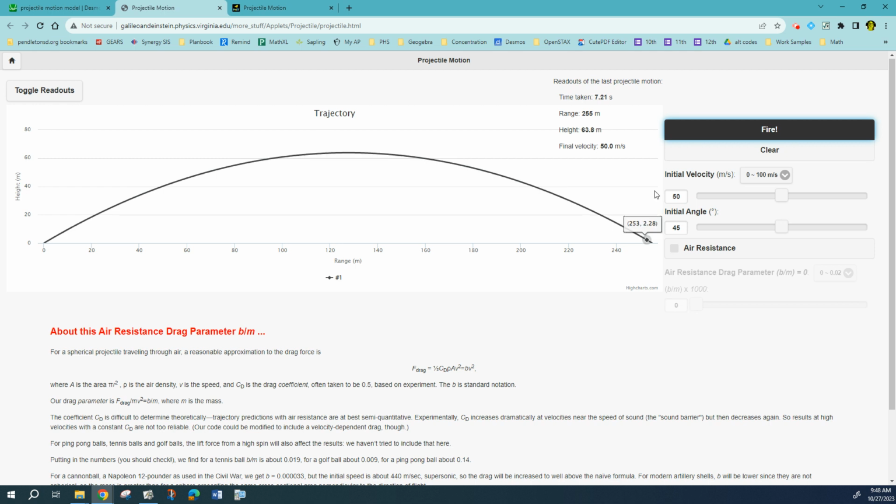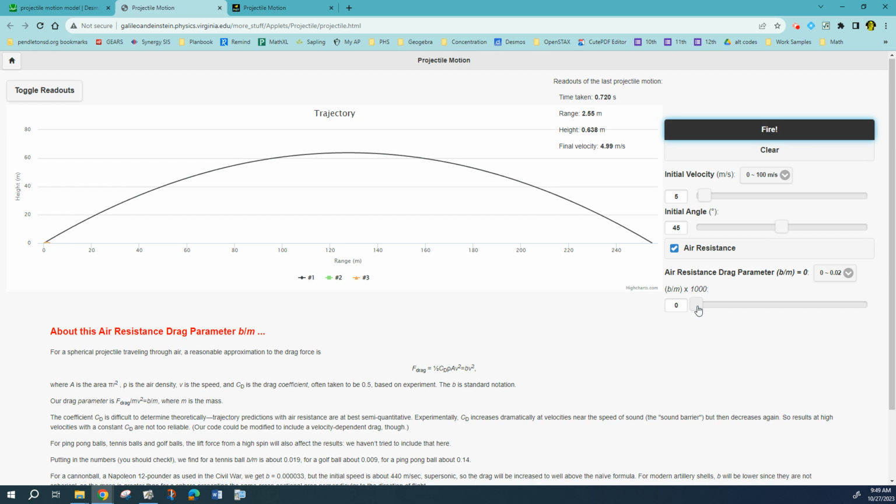Like, what if we set the initial velocity? We'll just leave the angle at 45. How about if I set the initial velocity at like 5 meters per second? Let's see what happens if we compare the range with air resistance to the range without air resistance. Okay, so with no air resistance, the range is 2.55 meters. Let's see what happens if we do include air resistance. It's the same. It didn't even change.